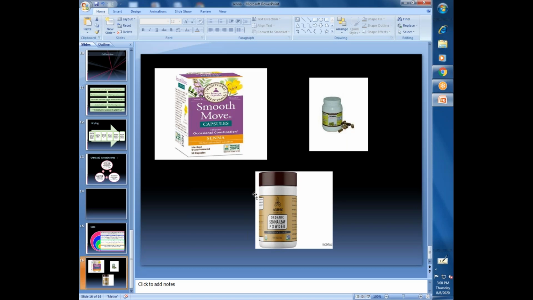You can see a few formulations here, such as Smooth Move capsules. There are many formulations, including capsules. It is also present as a powder, organic Senna leaf powder, and there is also Senna herbal tea. It claims to decrease weight as well. However it is, ultimately it is used for constipation. When you have constipation, difficulty in defecation of the fecal matter, and you take Senna, it hastens or eases out the fecal matter from the large intestine.